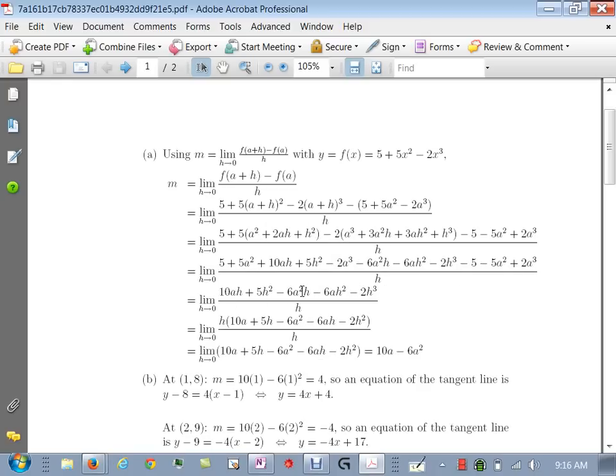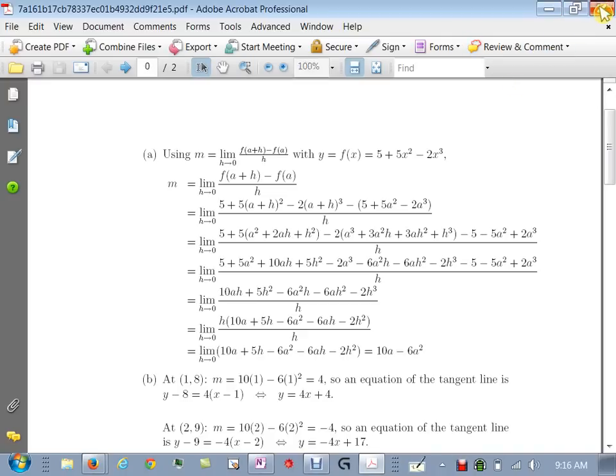And then each one of these terms has an h, so they factor it out. These cancel. This is what they're left with. They go ahead and let h go to 0 now, and it's left with 10a minus 6a squared. So I'm glad they used the other approach because that shows you both ways.